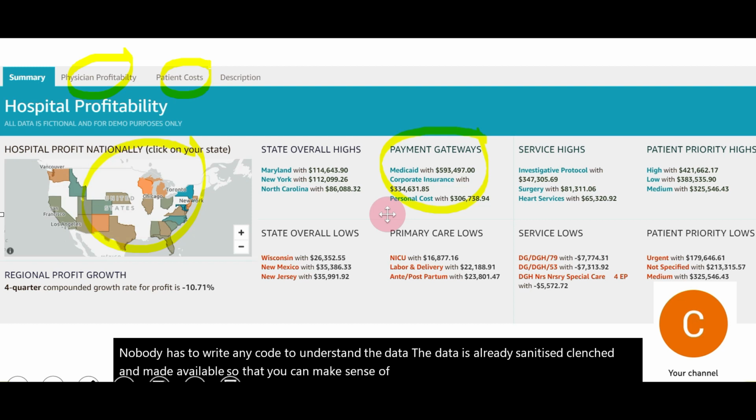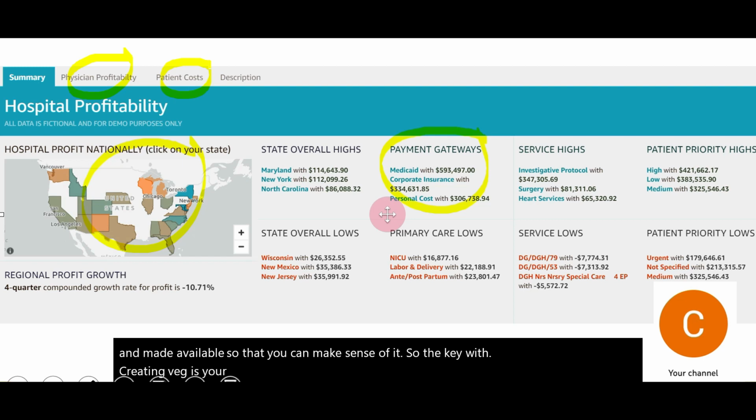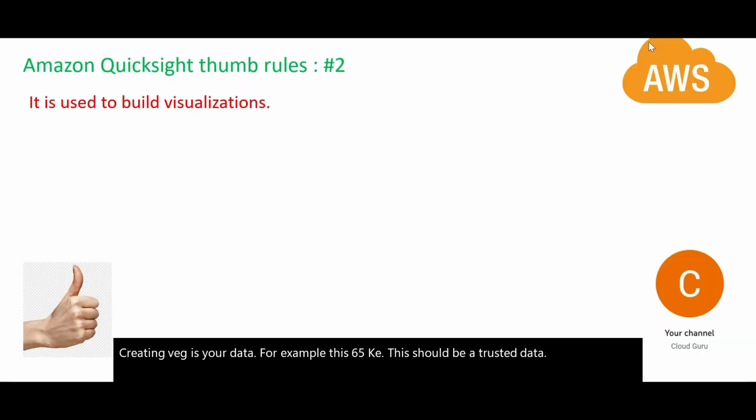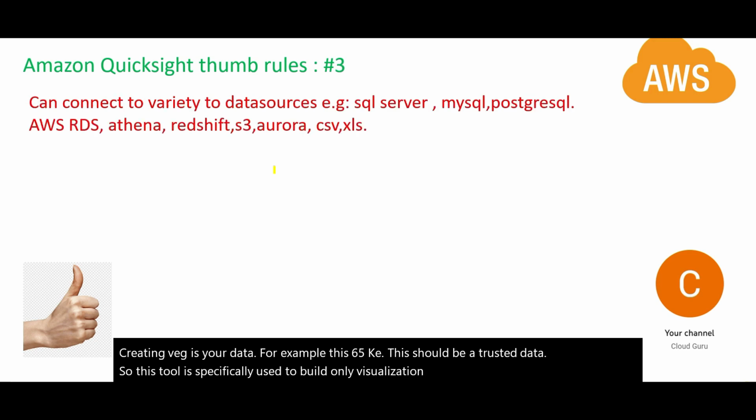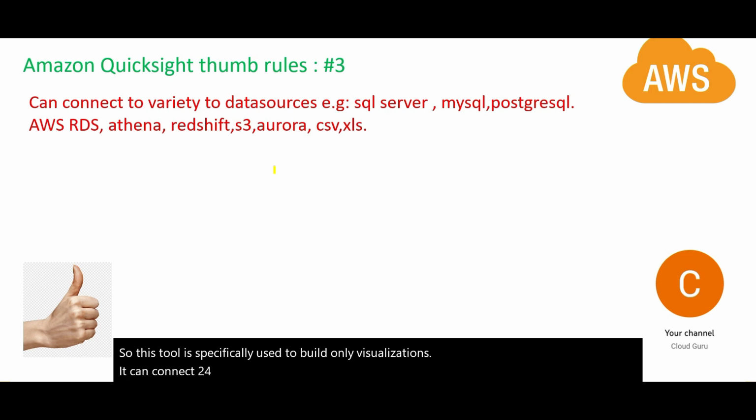So the key with creating viz is your data. For example, this 65K, this should be trusted data. Okay. So this tool is specifically used to build only visualizations. It can connect to a variety of data sources.